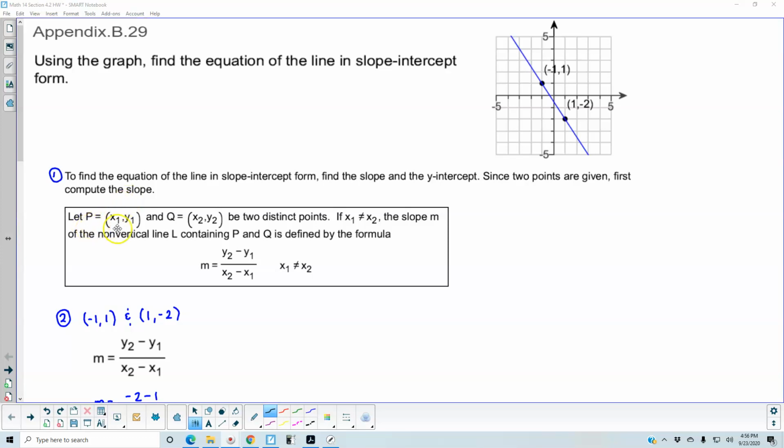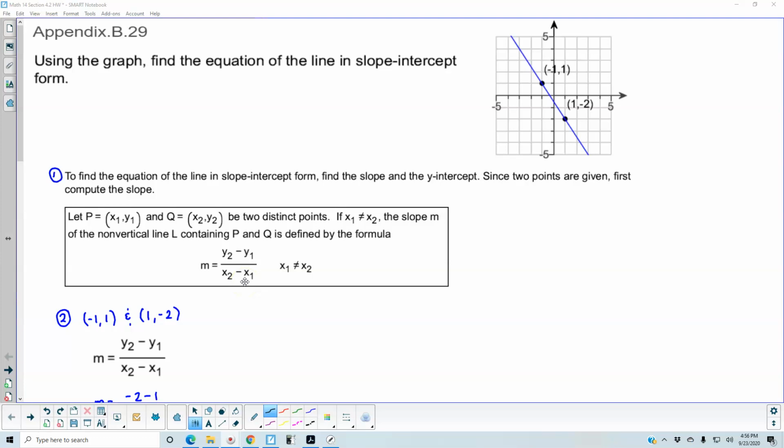Okay, we're going to let P equal the first point, x1, y1, and we'll let Q equal the second point, x2, y2, be two distinct points. If x1 is not equal to x2, then the slope m of the non-vertical line L containing P and Q is defined by the formula. M is equal to y2 minus y1 over x2 minus x1.